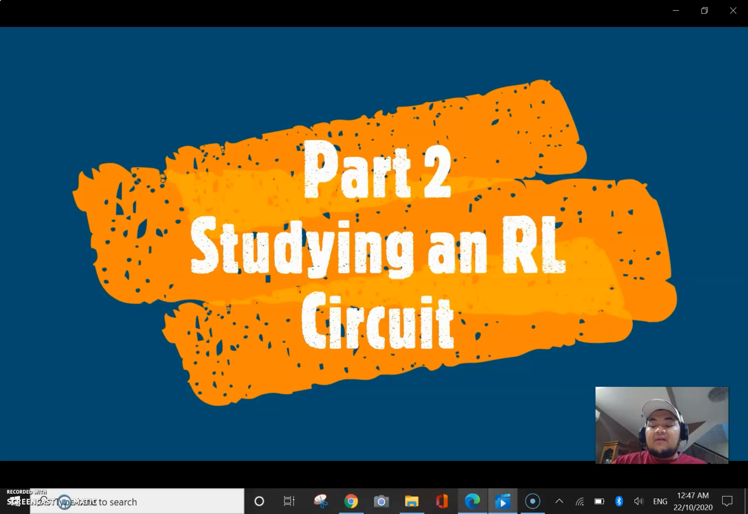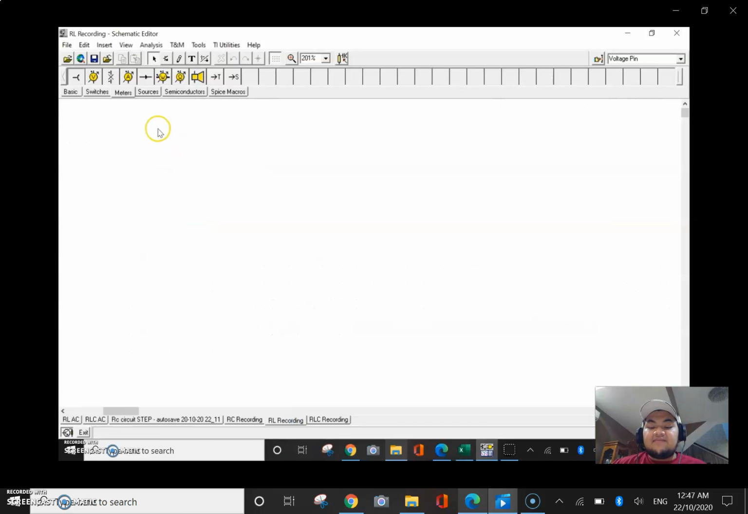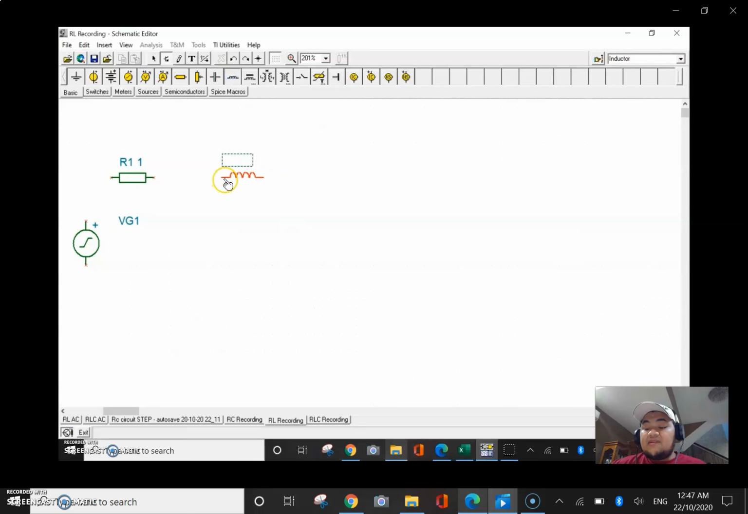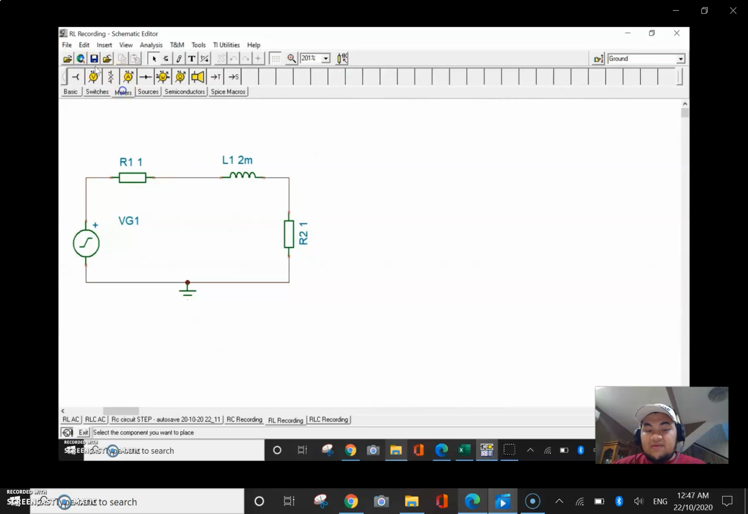For the second part, we'll be studying an RL circuit. The circuit is similar to the previous one, only the capacitor is replaced with an inductor. The configuration of the components is the same, so is the value for R1 and R sense. For the inductor, we will be using 2 mH. However, for the RL circuit, we will be changing it to an AC source or sinusoidal wave with an amplitude of 1 and a frequency of 50 Hz.